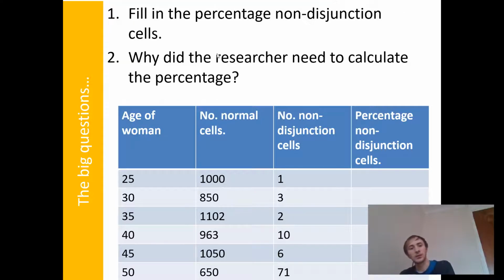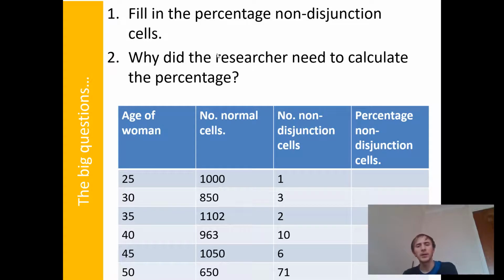Right, so the first question is to fill in a percentage. I anticipate nobody having an issue with that, but have a go at this, there is an issue people will have if you're not careful. So, fill in the percentage non-disjunction cells. The mistake people make is to do 1 divided by 1,000 times 100, which will give you a percentage of 0.1%.